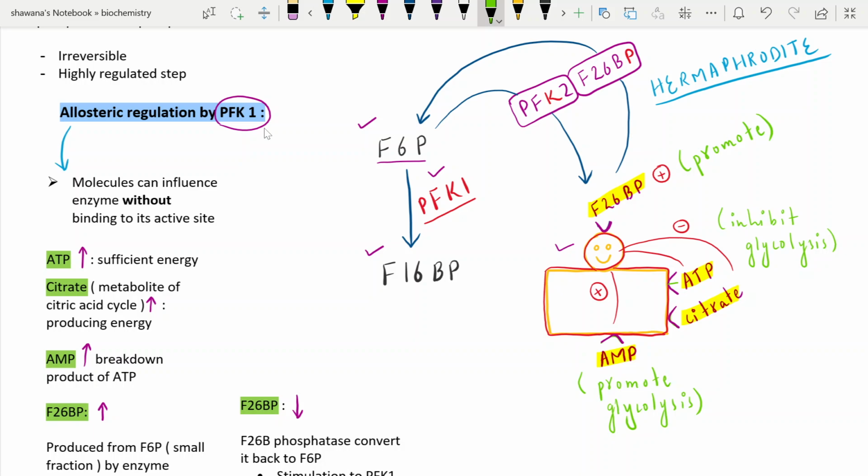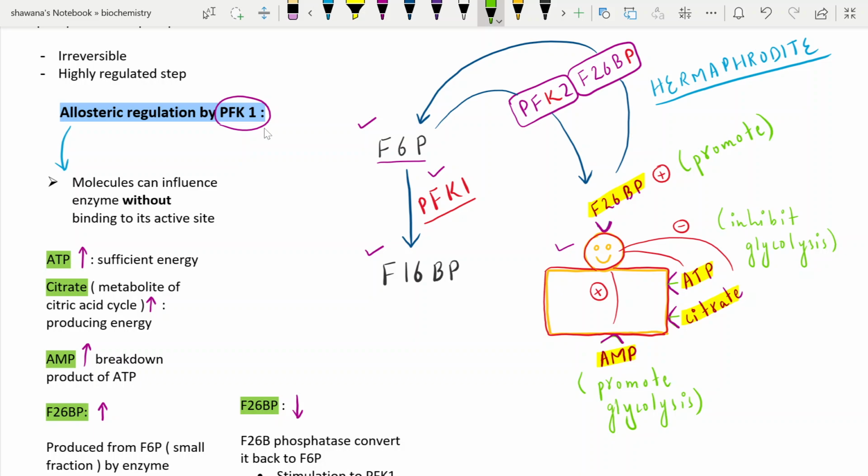We don't need glycolysis, right? So ATP is an inhibitor of PFK1. Citrate. What is citrate? Citrate is a metabolic product of the citric acid cycle, right? It means that the citric acid cycle is working and citrate is being produced, and after the citric acid cycle, it is going to produce a lot of ATP. So it means that we do not need glycolysis.